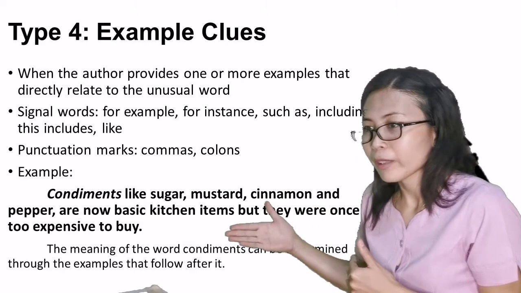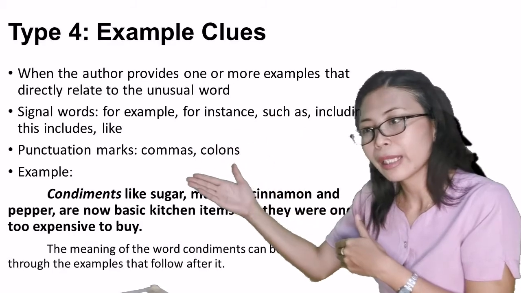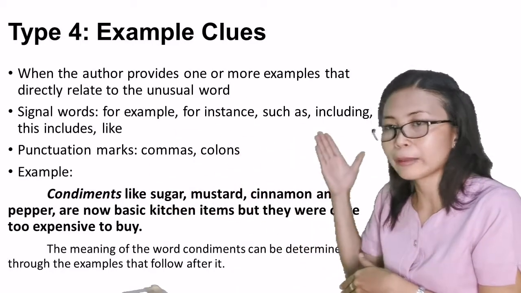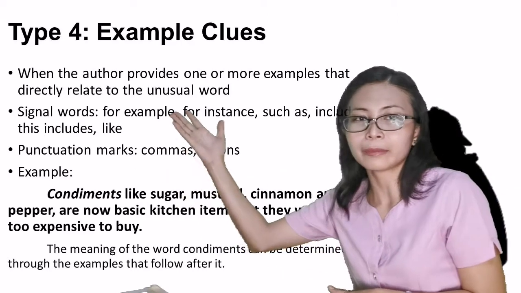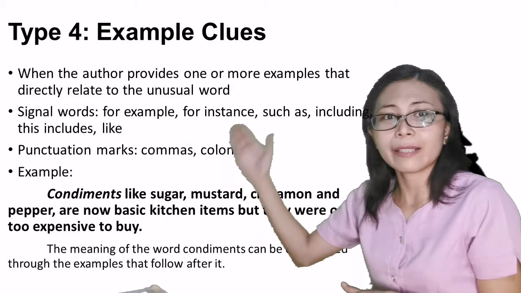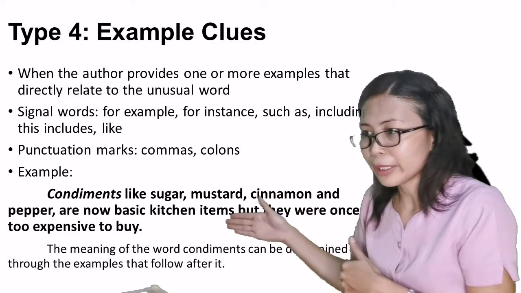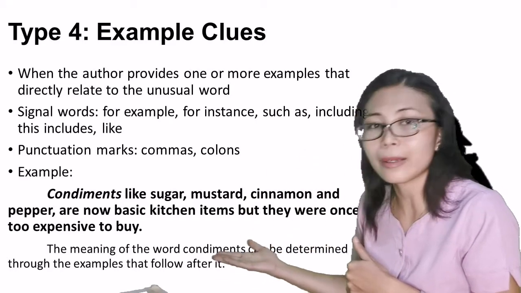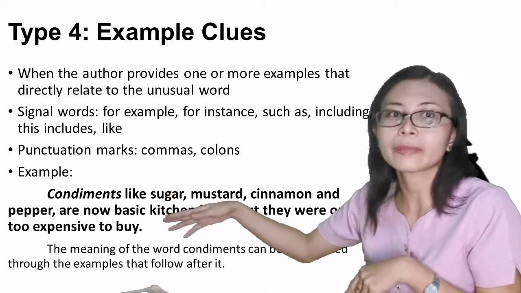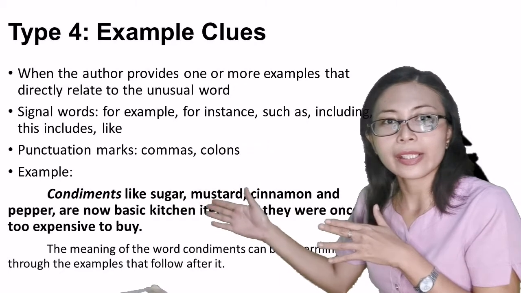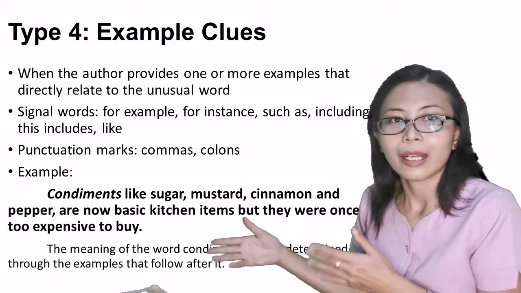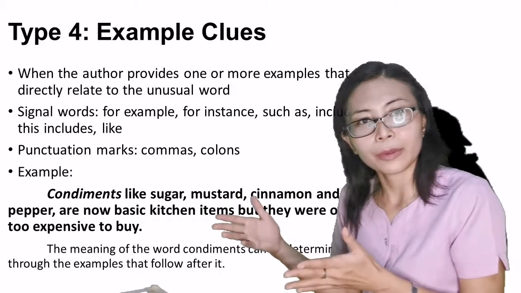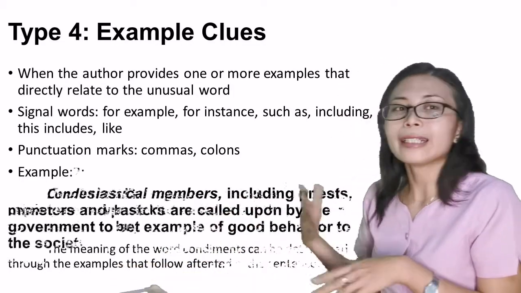So condiments: we would be able to know the meaning of condiments through the given examples like sugar, mustard, cinnamon, and pepper. All of these examples are ingredients that give flavor. So the meaning of the word condiment, again, can be determined through the examples that follow after it. And all of those examples are the ingredients that give flavor. Therefore, condiments are ingredients that give taste to food.